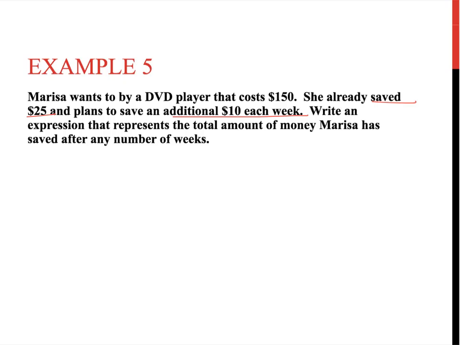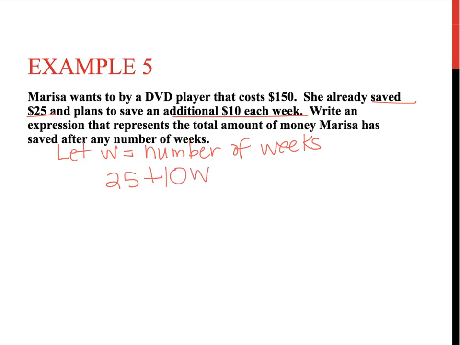So we're going to define our variable, and we're going to say let W equal the number of weeks. So now we have to write our expression. Well, we know she already had $25, right, plus $10 each week. So that's going to be 10 times the week. So 25 plus 10W represents the total savings after any number of weeks.